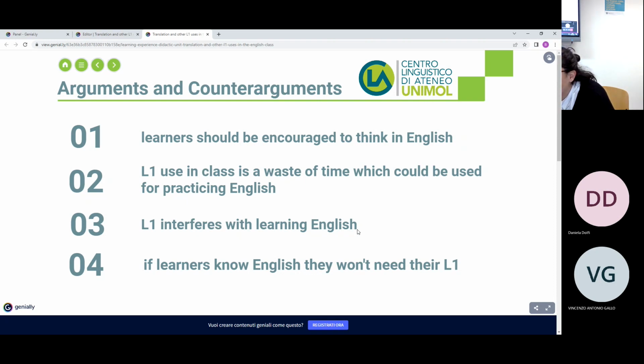Experience. So what we experience, what we experiment with in class is that actually it's very rare that learners start to think in English up until C1 level.